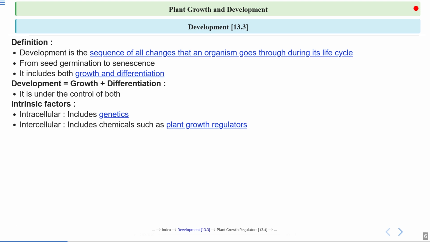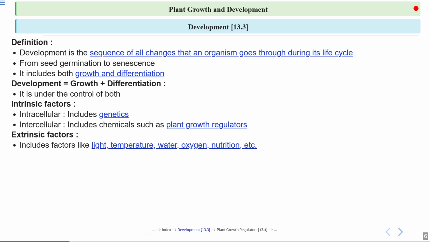Now, there are some extrinsic factors that are crucial as they provide the external conditions necessary for optimum plant growth. Understanding these factors helps you create a better growing environment, right? They include light, temperature, water, oxygen, and nutrients. These factors are included as extrinsic factors.